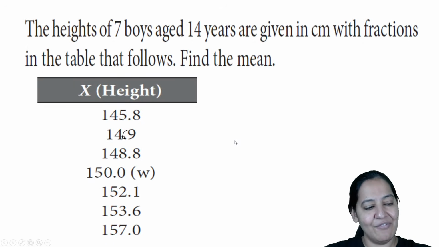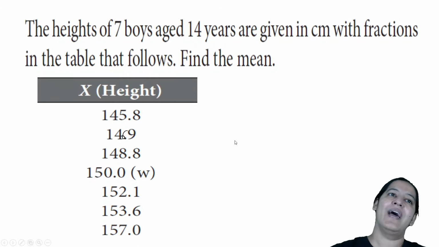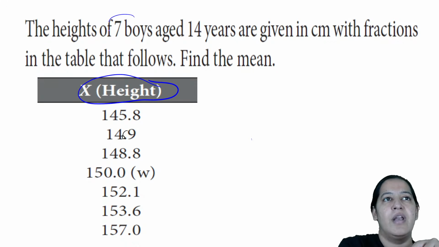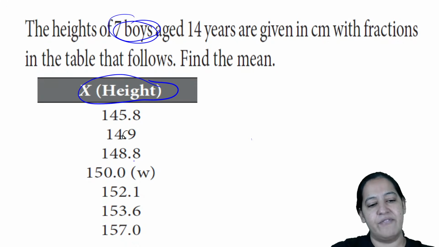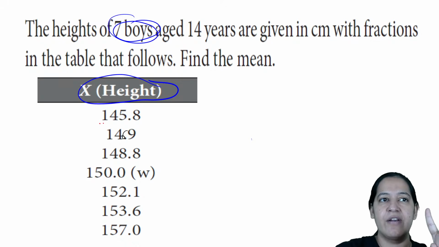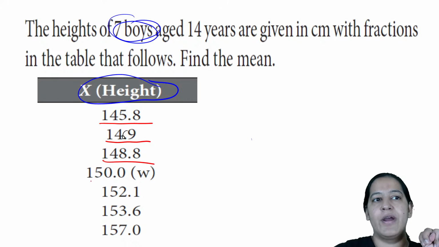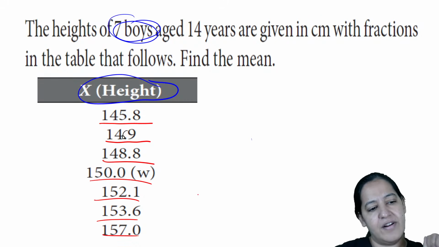So this is the next question in front of you. Read it. By what method would you like to go? By direct or indirect? Again, height is given for 7 boys, so a different set of values. Seven boys are there and the heights are in front of you. The first boy has 145.8. Second is 146.9, 148.8. Whatever values are there are written in front of you.